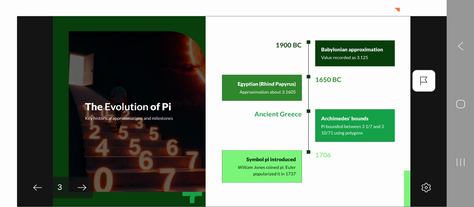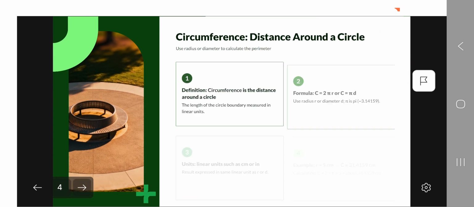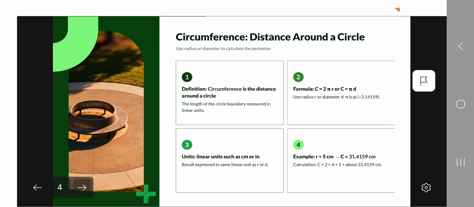So I'm guessing pi was 3.14159 back in 1737, when George Washington, the first president of the United States, was 5. Crazy. So now the circumference, distance around a circle. Use radius or diameter to calculate the perimeter. Its definition: the circumference is the distance around a circle, the length of a circle boundary measured in linear units.